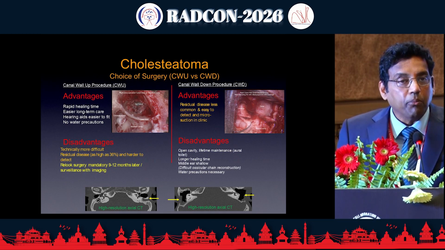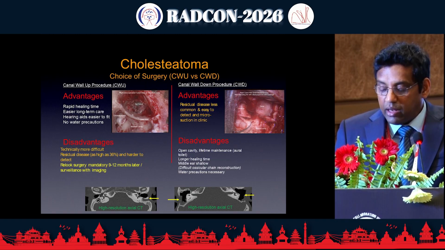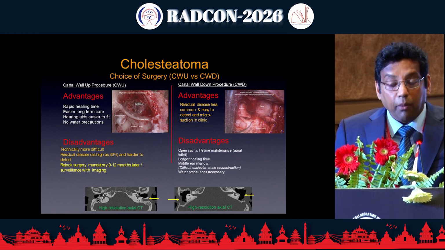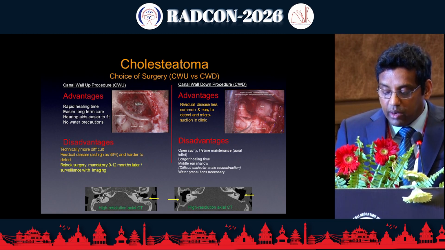But the problem for the patient is that they have to have water precautions, and it's also difficult to have ossiculoplasty reconstruction. So more and more surgeons are now going on to this canal wall up procedure, where they leave the posterior canal wall intact. On the CT, that's how it looks. The posterior canal wall is intact. So you have a mastoidectomy, a canal wall up mastoidectomy.